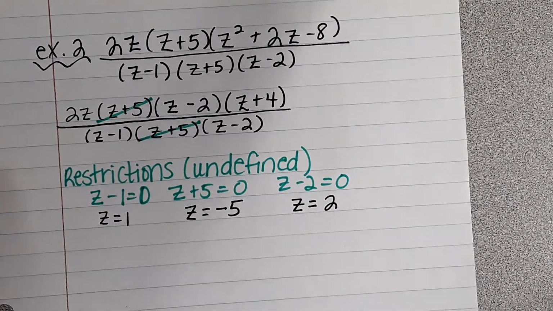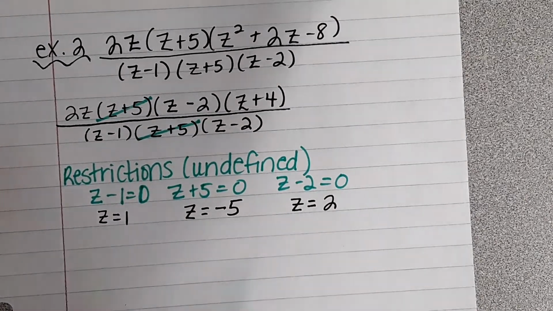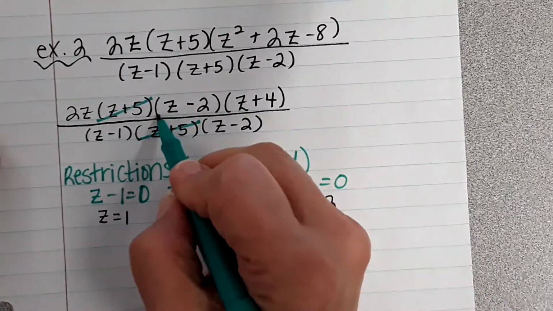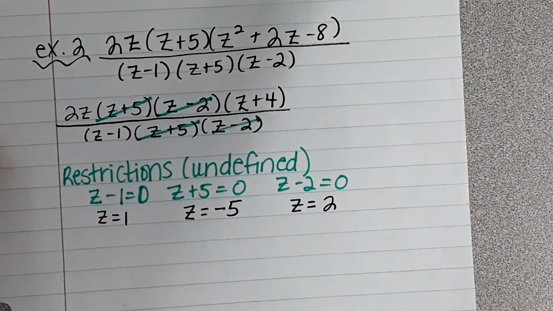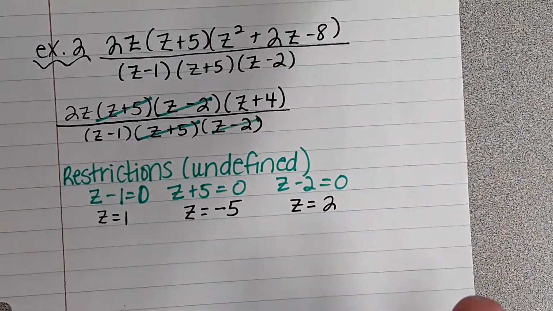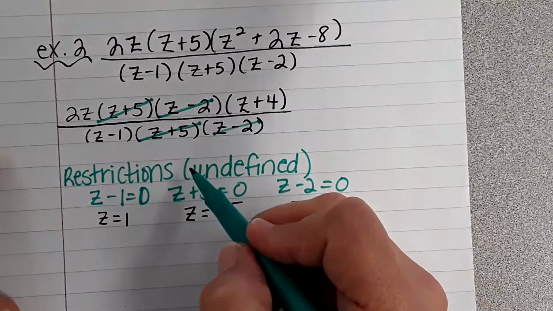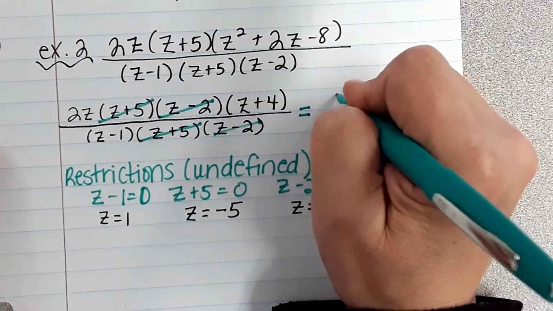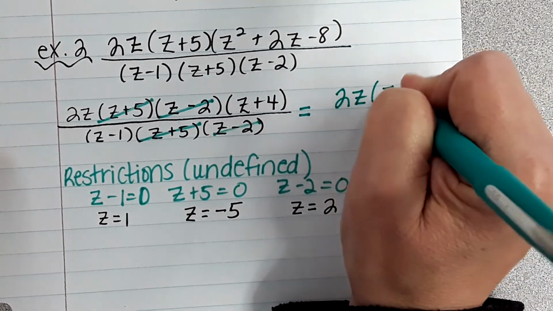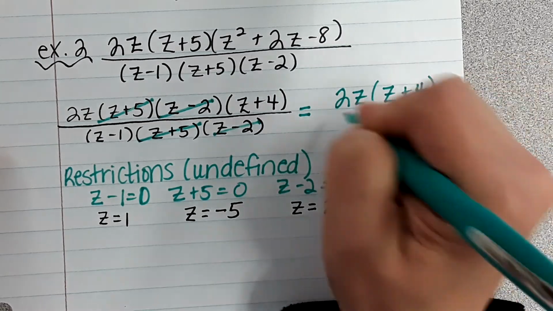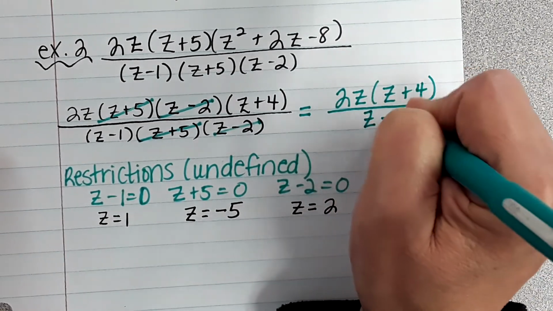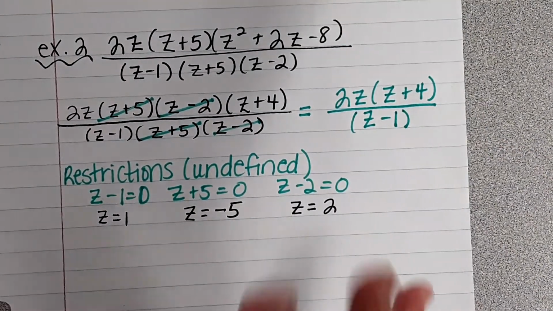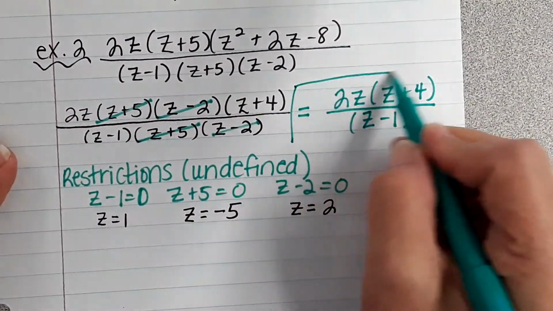I can't have that. Okay, so now let's go back to reducing. So these are my restrictions. Do I have a z minus 2 somewhere? Here and here. Now, do I have anything else that can be reduced? Like, is there a z plus 4? Is there a z minus 1? There's not. So my final answer is going to be 2z times z plus 4 over z minus 1. Now, you can leave the parentheses around it if you want to, or you can leave it as z minus 1, but this is your final answer.